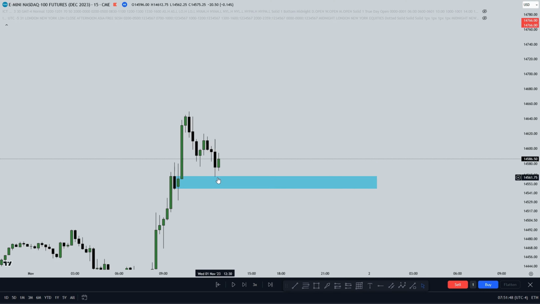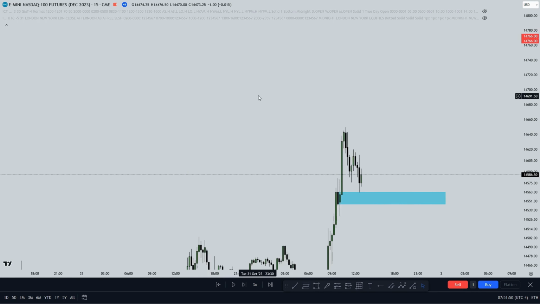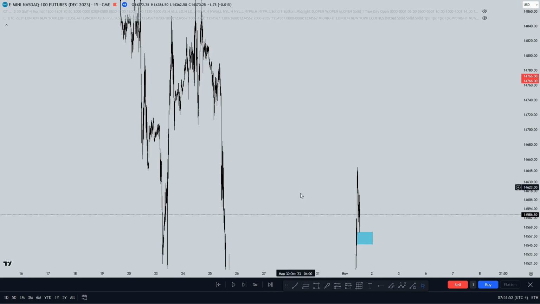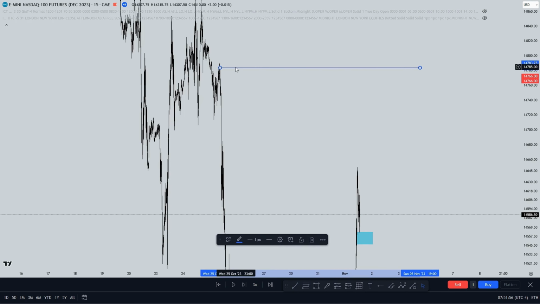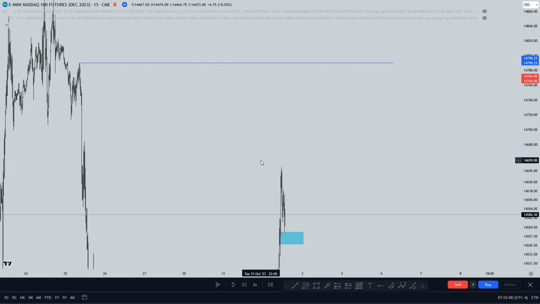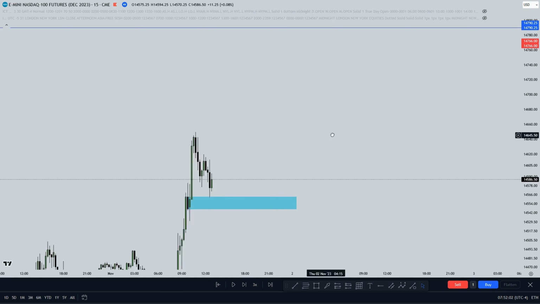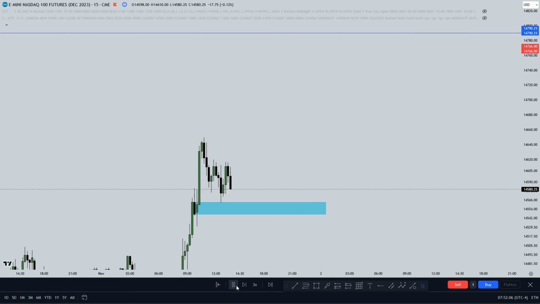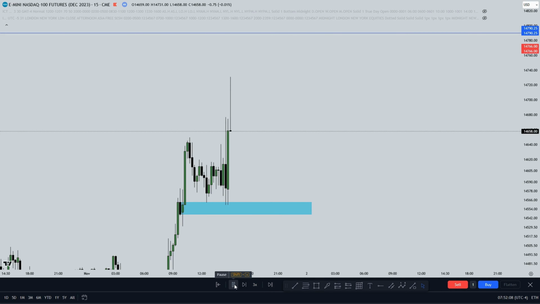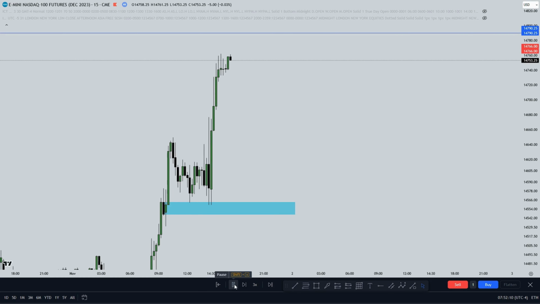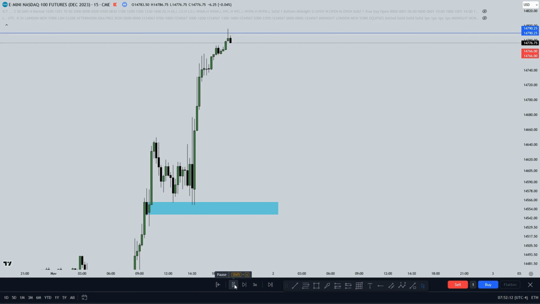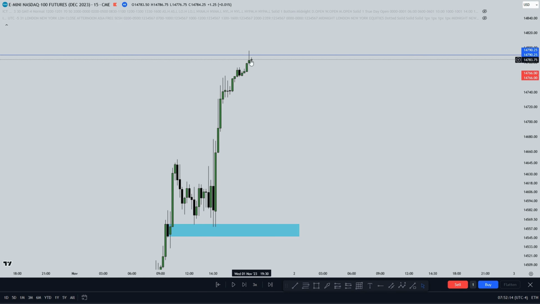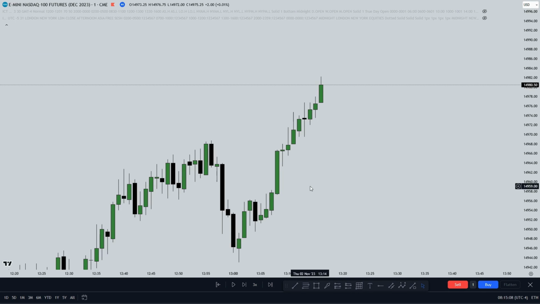So right here we end up touching the order block. So now you can zoom out and see if there's any buy-side liquidity. So right up here you can see there is buy-side liquidity that hasn't been taken out. So let's see if we can manage to take out the buy-side liquidity. So right here you can see we take out the liquidity.